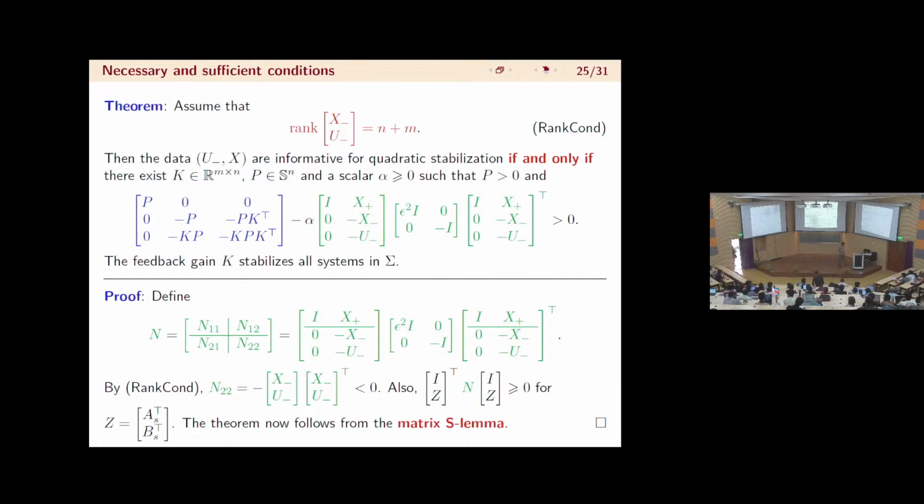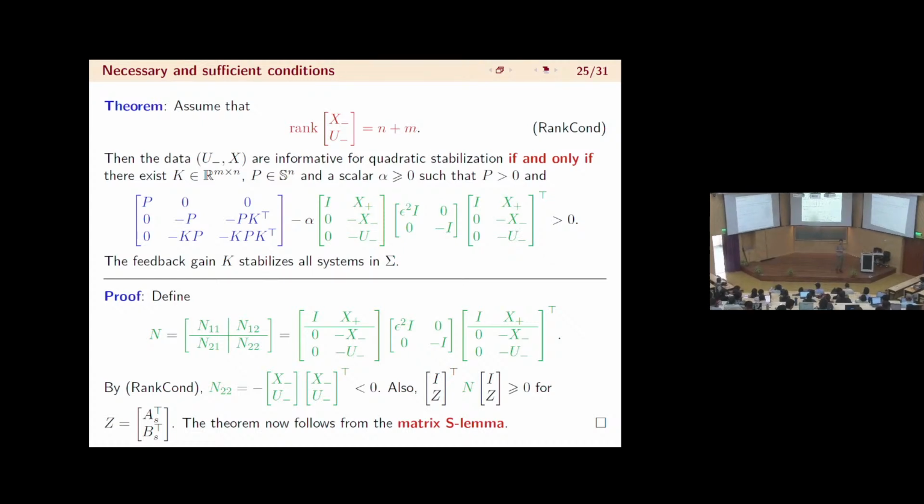Well, before the lunch break, we discussed this theorem, which gave this necessary and sufficient condition for informativity for quadratic stabilization. And remember that for this theorem, we still needed to assume this rank condition on the state and input data. And also, we were assuming here this particular noise model, namely the norm of W minus is less than or equal to epsilon.